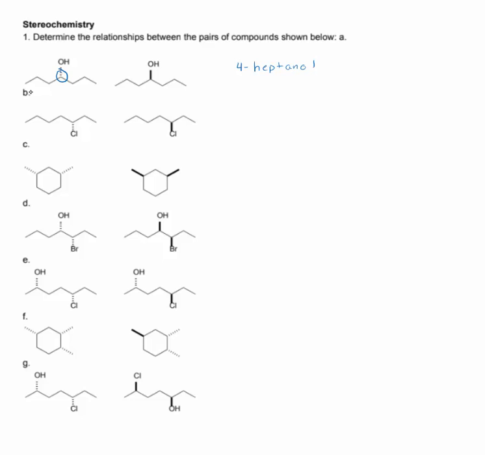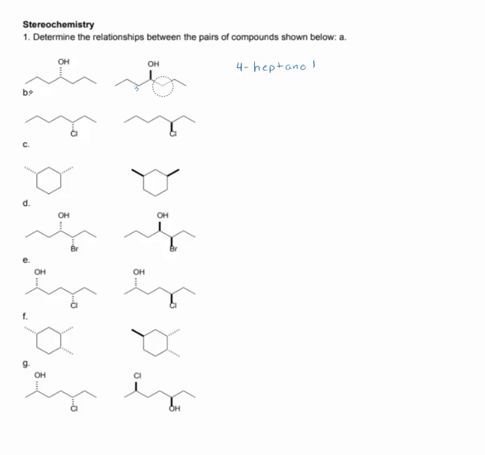Now this is not a stereocenter. We do see the wedge and the dash, but it's not a stereocenter, and the reason for that is because we have propyl groups, equivalent propyl groups on 2 sides. So this is just 4-heptanol. Similarly, this is just 4-heptanol. There is no chiral center.